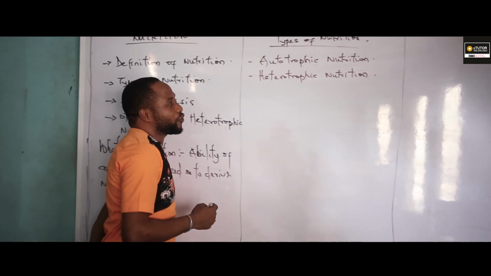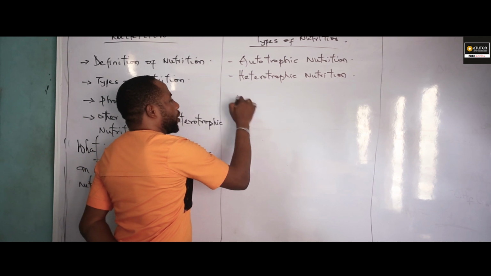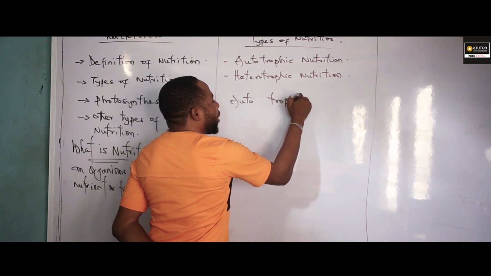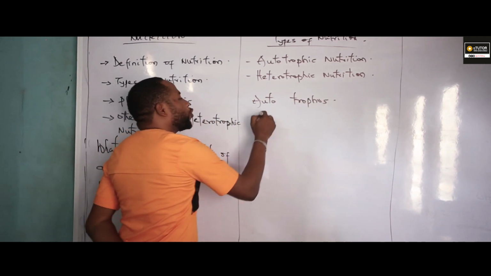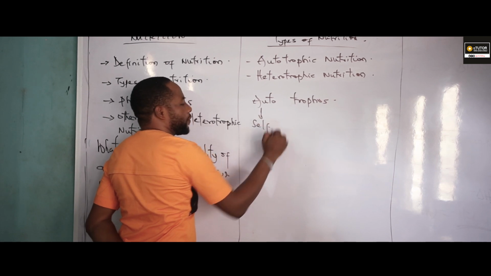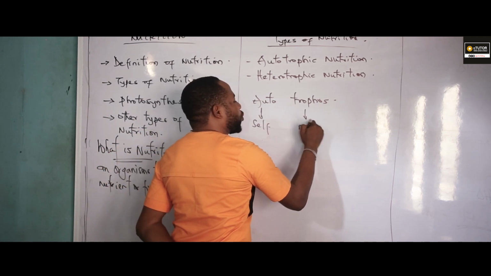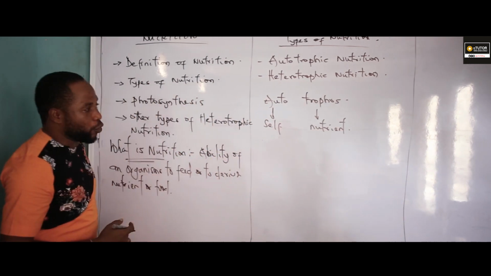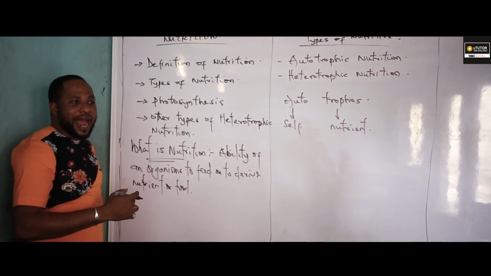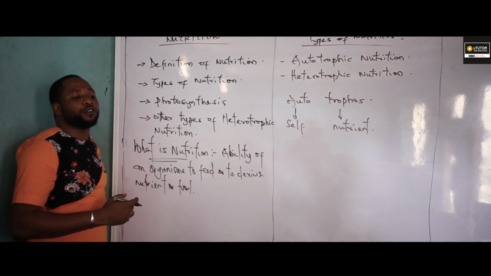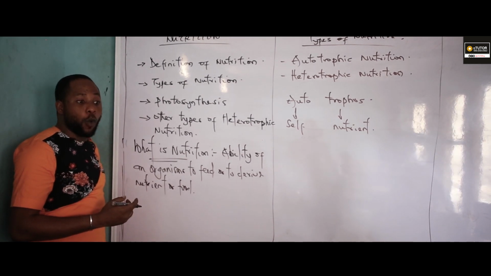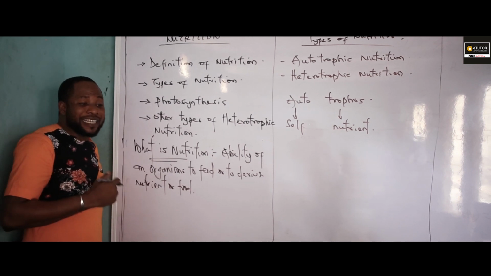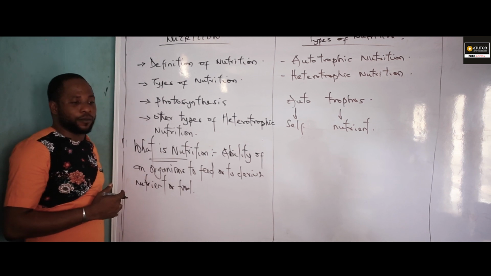Now, the word autotrophic is derived from two words: auto and trophos. The word auto means self. Trophos means nutrient. So, autotrophic nutrition is a type of nutrition in which organisms derive their own food. They have the ability to manufacture their own food. Do you understand that?